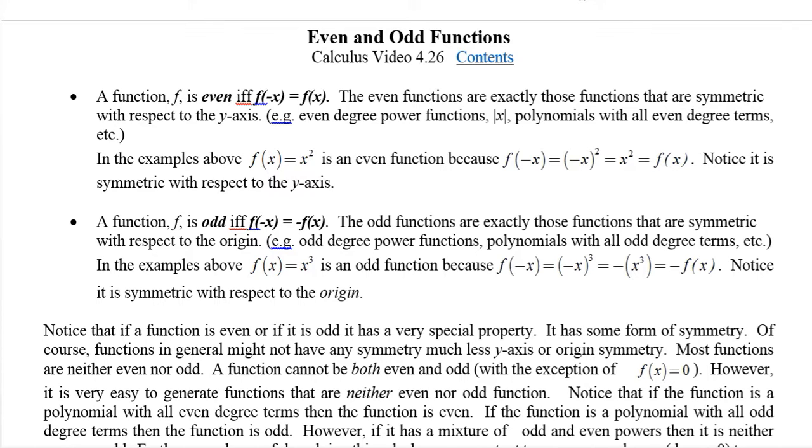It turns out, however, that this means that even functions are exactly those functions which are symmetric with respect to the y-axis. Examples include even degree power functions, hence the name even function, the absolute value of x function, polynomials with all even degree terms, and other things. The cosine function is even, for example.